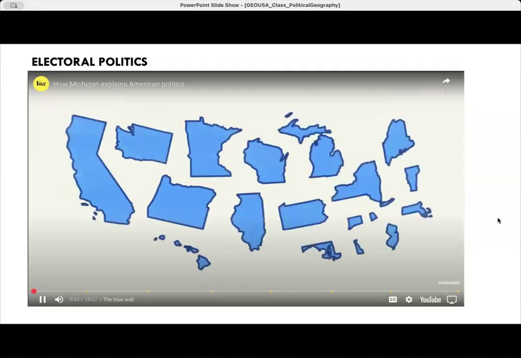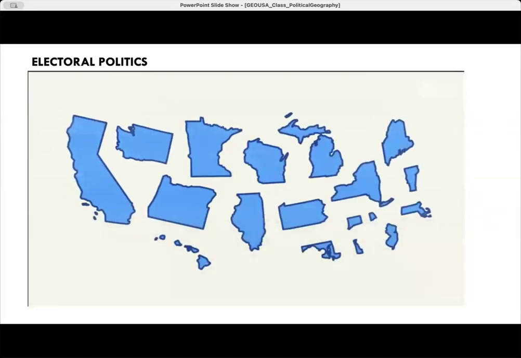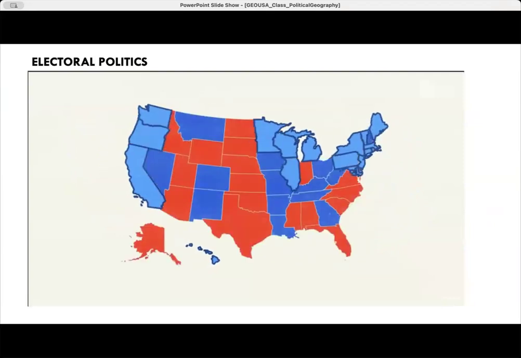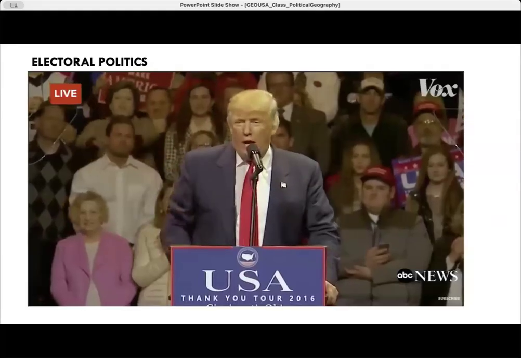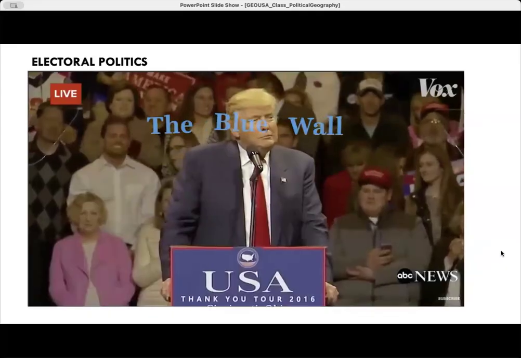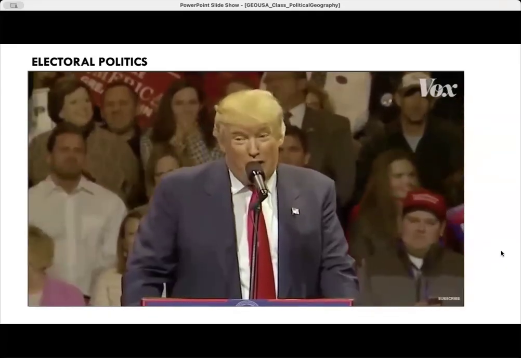These 18 states, along with Washington, D.C., for a long time were known as the Blue Wall. And we called it that because starting in 1992, each one of those places voted for a Democrat for president again and again and again. Well, actually, the Blue Wall, right? In 2016, Donald Trump won by breaking the Blue Wall. We didn't break it, we shattered that sucker.